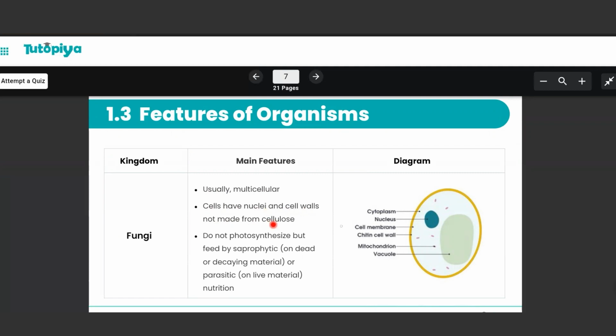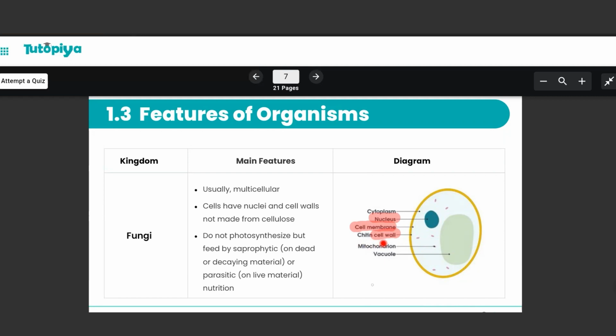So let's take a closer look at a fungal cell. When we observe this fungal cell, we can see that the fungal cell has a cell membrane, has a nucleus, and this cell too has a cell wall, but this time the cell wall is made up of a different material called chitin. It has a chitinous cell wall. So let's just note down those important points.